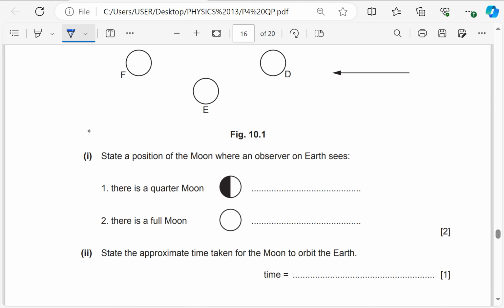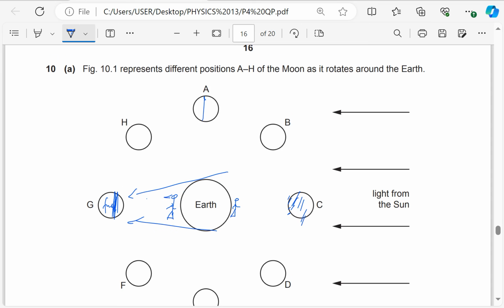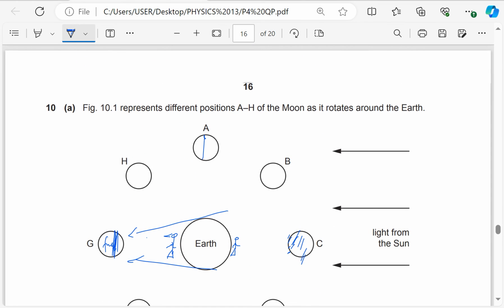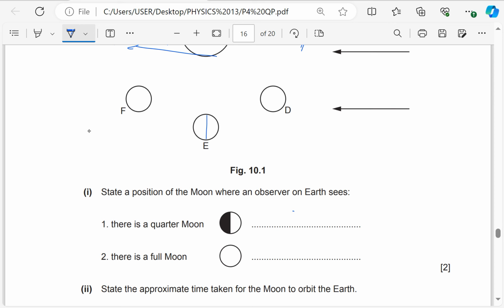Set a position of the moon where an observer on Earth sees there is a quarter moon. So when the moon is either here or here, for the observer, for you, because you are standing here looking at the moon, you'll just see a quarter of the moon. You'll see a small section because it's half illuminated, but if you are somewhere here, you'll actually see a quarter of this. So it is in position either A or E.